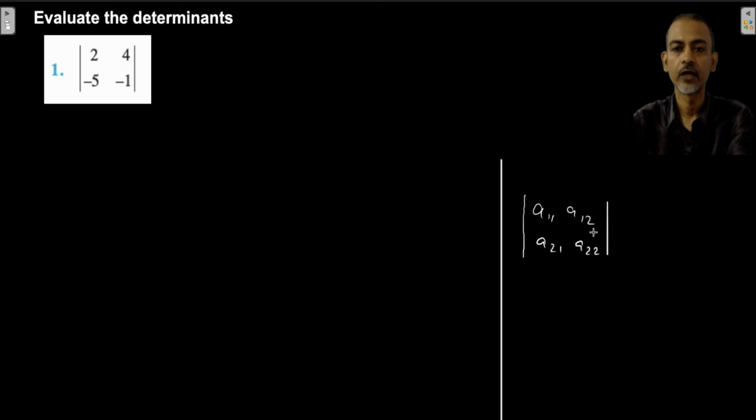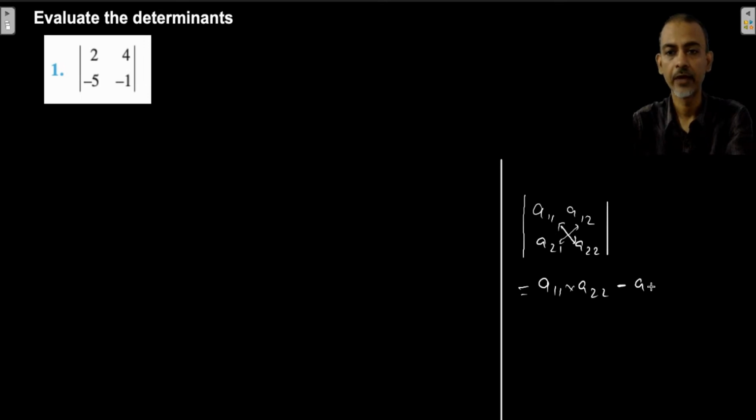So when we evaluate this determinant, we multiply these two terms first and then multiply the other two terms, and then we subtract the second term from the first. So that's how we do it. We multiply a11 to a22 and then subtract from it a12 into a21. So first cross multiplication this side and then this side, and then just subtraction.